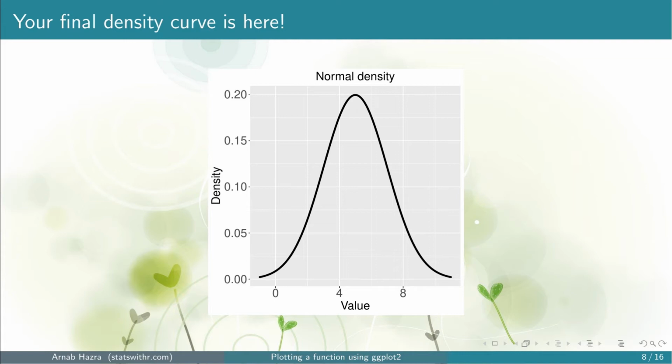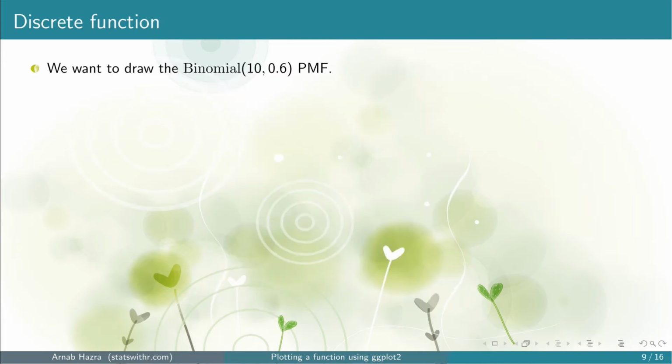Next, we move to the discrete and discontinuous functions. But we just discuss the small changes you need to do along with the code you have until now. We will not discuss it again from the scratch. Now we move to the discrete functions, and as an example we consider the probability mass function of the binomial distribution with size 10 and success probability 0.6.